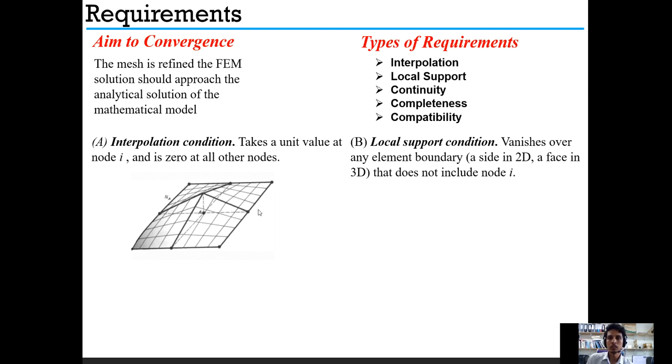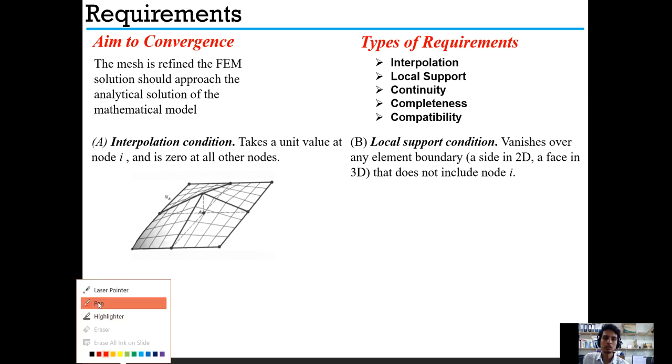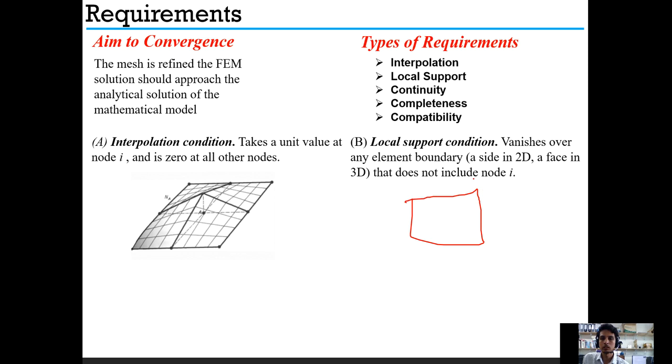And for local support, it doesn't include the node, but it vanishes over the element boundary. It is located on a side if there is a 2D structure. So it is situated on the side in 2D, and if it's 3D, then it is located on the faces of a 3D surface.